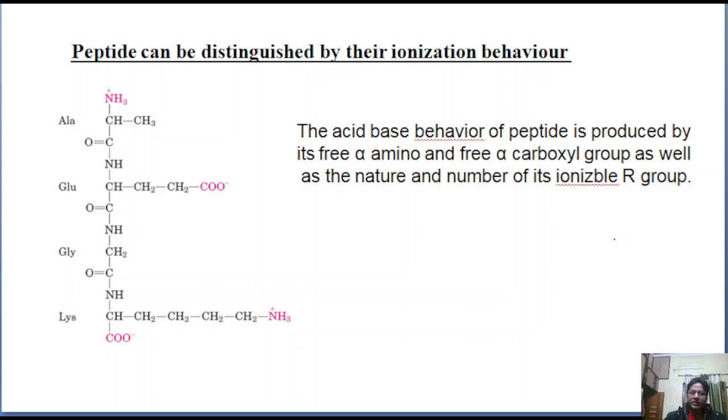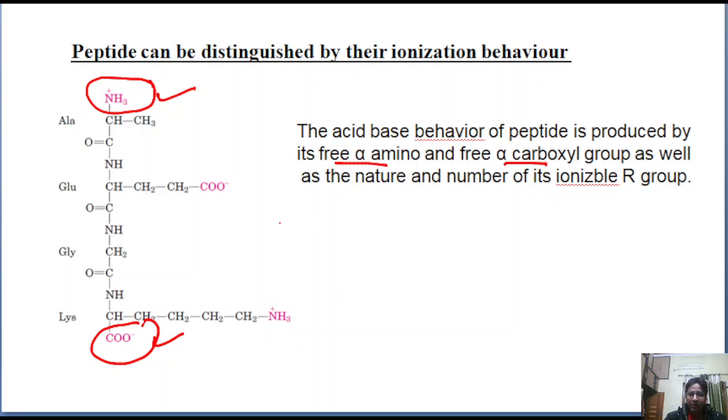The acid base behavior of the peptide is produced by its free amino group and the free carboxyl group. As we discussed in the previous slide, only the free amino group is present at the N terminal and the free carboxyl group is present on the C terminal at the last amino acid. The other amino and carboxyl groups are involved in the peptide bond formation, so they cannot ionize, and they do not contribute to the acid base properties of the polypeptide.